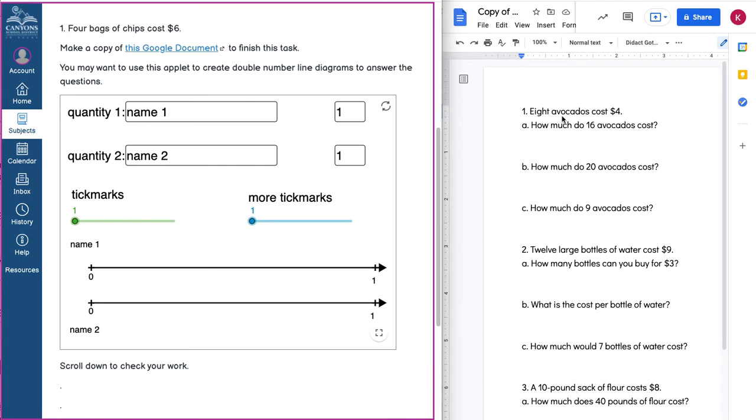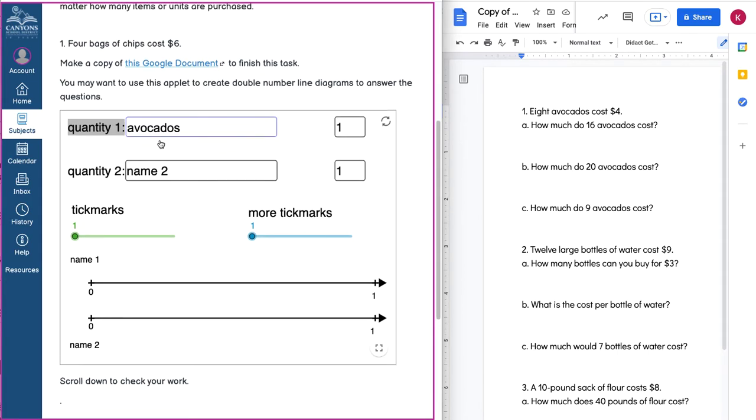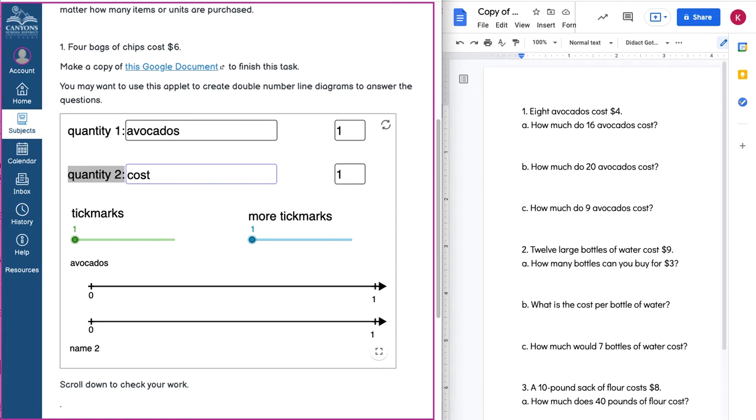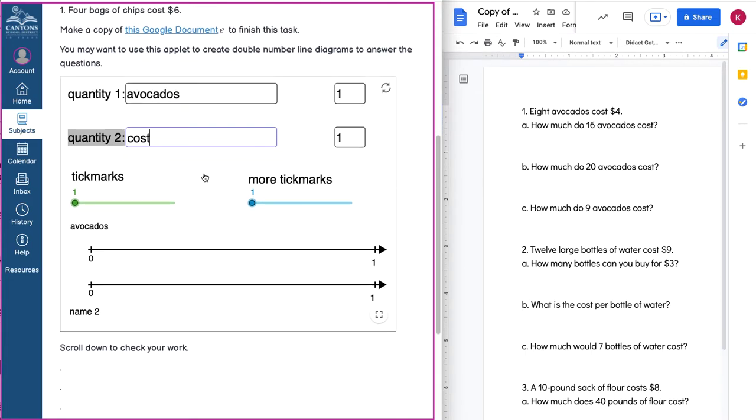So this says 8 avocados cost $4. To use the applet, you come in here and you edit the name of the item or the two quantities that are being compared. So we have avocados and we also have cost, money. So avocados and cost, or avocados and dollars. You'll notice it updated those titles on the double number line diagram. We have avocados and cost. And then I put in my initial ratio. So I have 8 avocados that cost $4. And again, it changes those numbers on the double number line diagram.